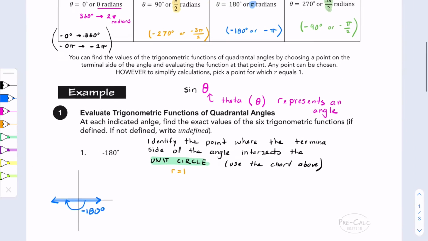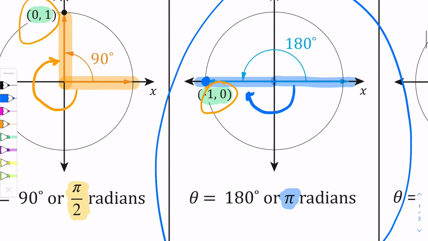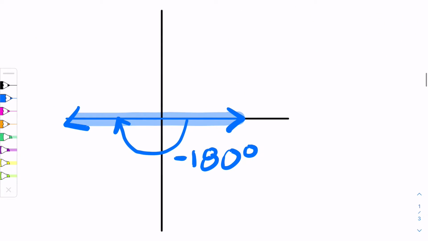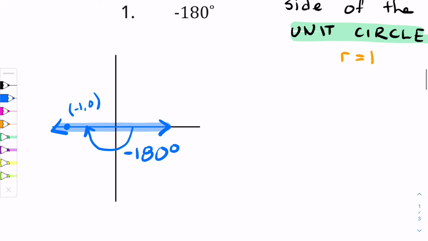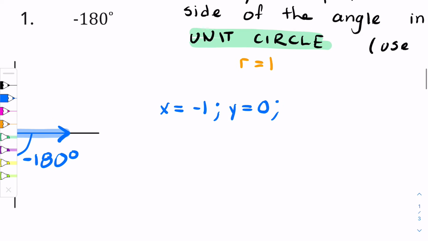If I scroll up to the chart above, here is where negative 180 degrees is, and it looks like the point where that angle intersects this piece, which is called the unit circle, is at negative 1, 0. So if that point, which I will sketch right here, is at negative 1, 0, that tells me that my x value is negative 1, my y value is 0, and because it mentions the unit circle, we know that our r value is 1.